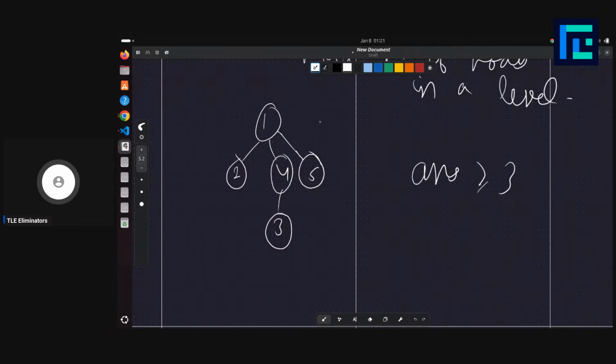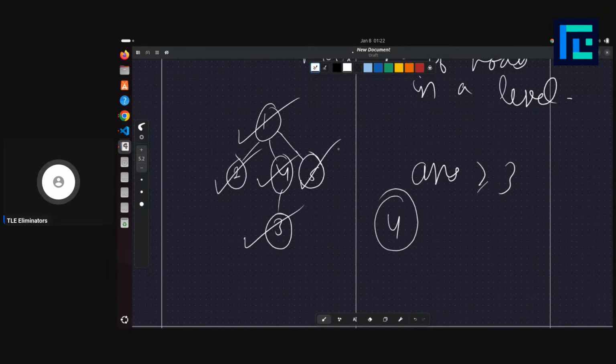I can't do it in 3 moves because in 3 moves I can only color this one and this one. But then when will I do this one? So I can't do it in 3. At least 4 I will need, right? And in 4 moves I'm able to do it. It's pretty simple. Let's say in the first move you do this one and this one, second move this one, third move this one, and fourth move this one, right? So in 4 moves you are able to do this.